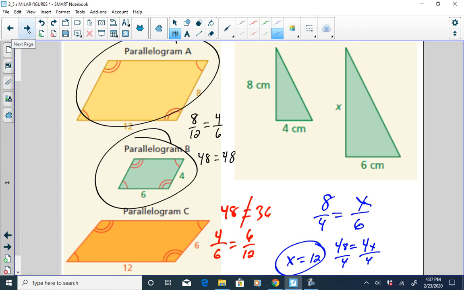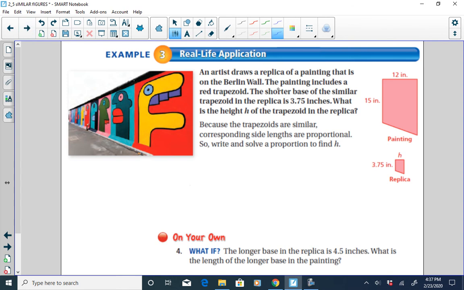All right. Next example. An artist draws a replica of a painting that's on the Berlin Wall. The painting includes a red trapezoid. The shorter base of the similar trapezoid in a replica is 3.75 inches. What is the height, h, of the trapezoid in the replica? Okay, so let's write our proportion. Right, 12 over h. If I write that ratio, 12 to h, then I'd have to write 15.